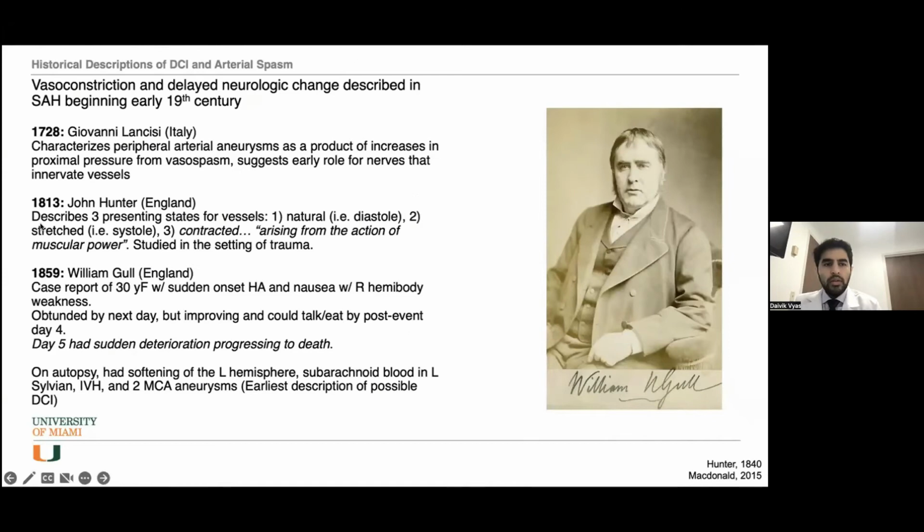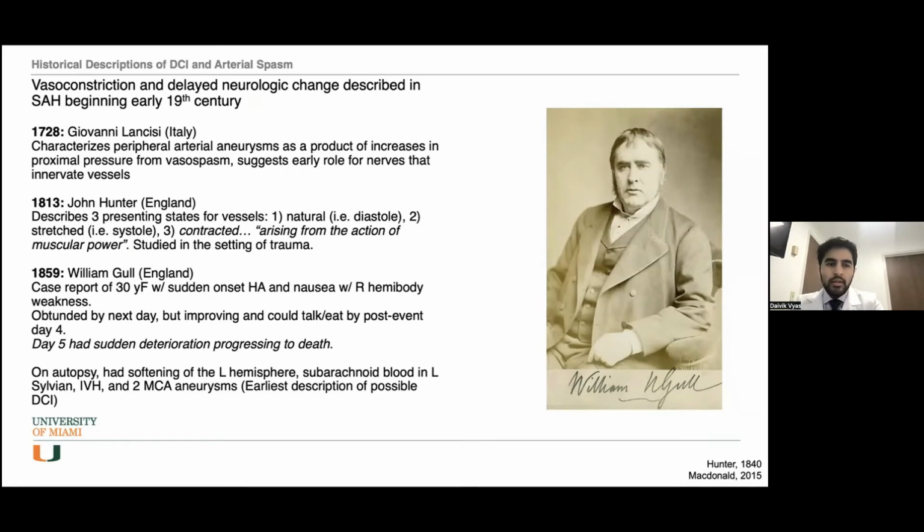Now, when we focus a little bit more on the idea of vasoconstriction and neurologic changes after a bleed event, we again focus on the 18th and 19th centuries, and it starts in Italy with a physician named Giovanni Lencisi, who characterized peripheral vasculature as having a phenomenon that it could spasm on its own. And he states that this idea of spasm causes a proximal pressure increase within the coronary vessels in the setting of ischemia. And he suggests that there might be an early role for the nervous system that innervates these vessels to cause these sorts of findings.